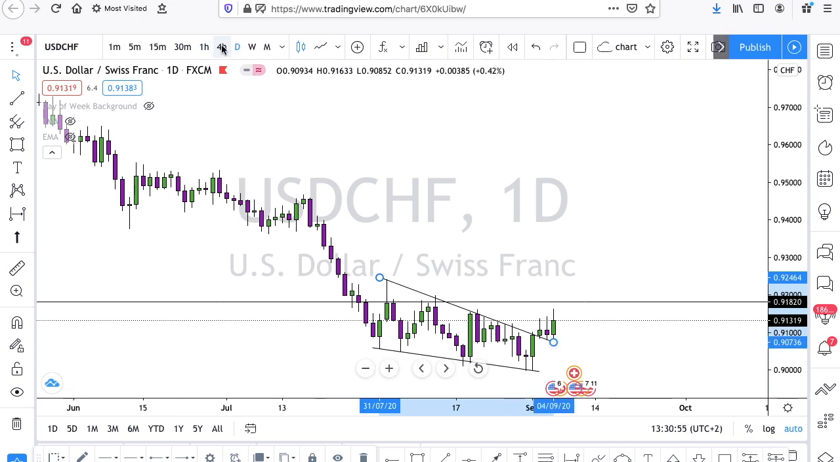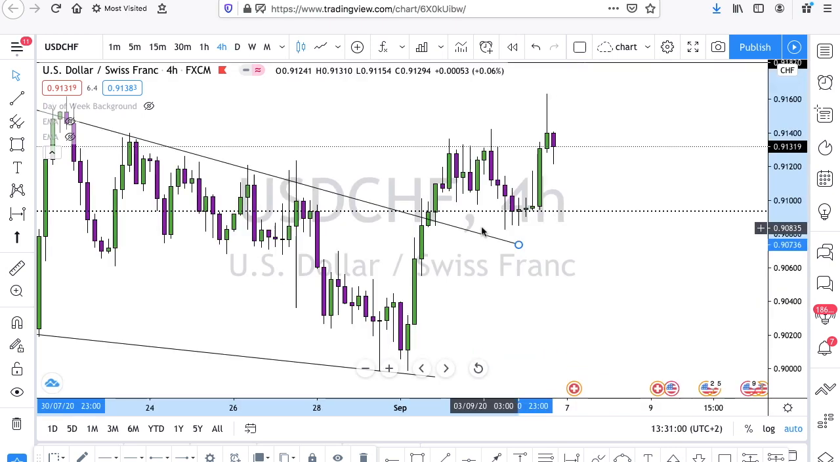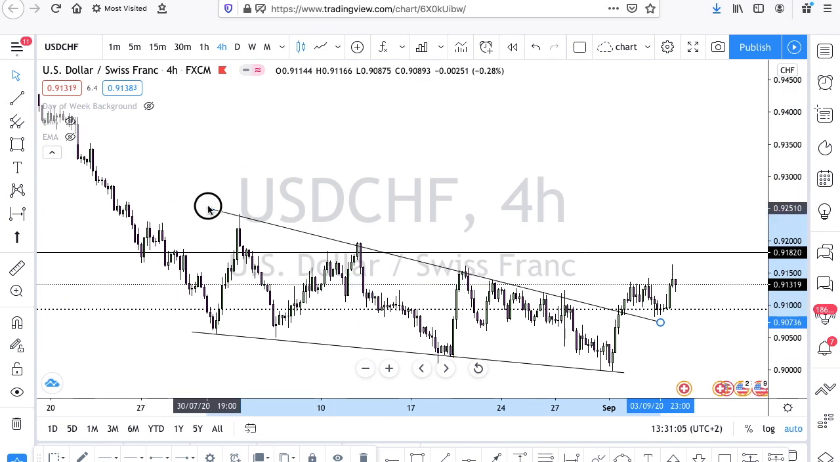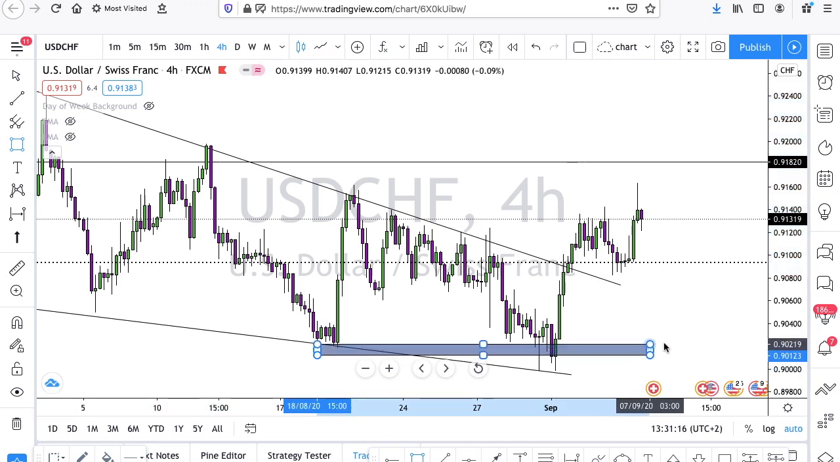Then I go to my H4 because I want to look for an entry, let's say if I did miss this trade. On USD CHF, it's finding resistance on this trend line, and it's been finding support on this trend line. If we add more things, there was a level of support here, so this was going to be a good area for us to take a buy, because it came here and found support on this level plus the trend line. So that's more confluence. It was going to be a good entry for us to enter a buy here.